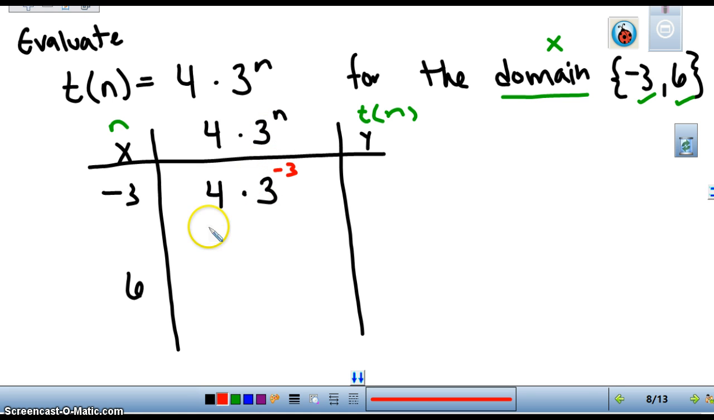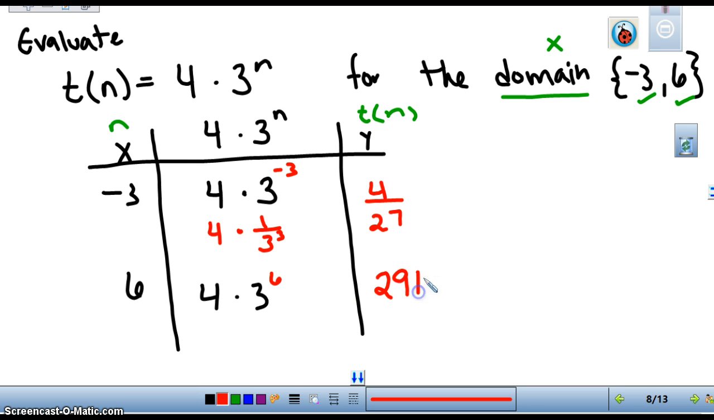So what would this equal? 4 times 1 over 3 cubed. That means what? 4 over 27? So if we substitute the 6, 4 times 3 to the 6th power, that would equal 2,916. A wide range. Yes.